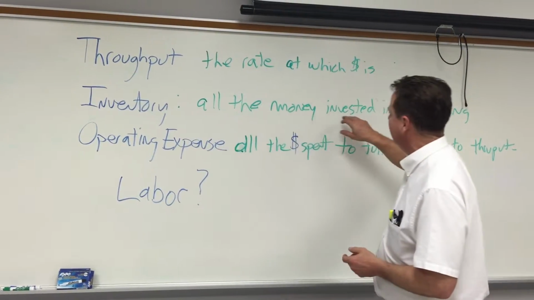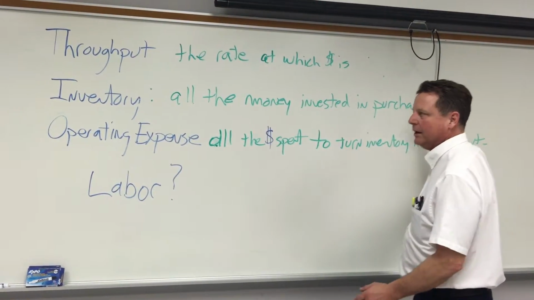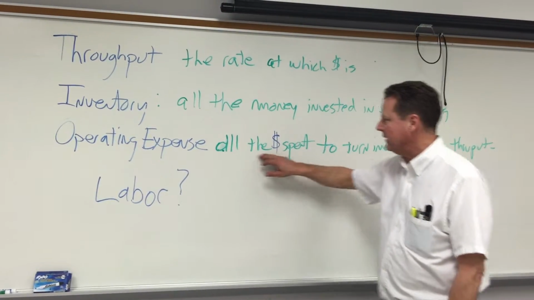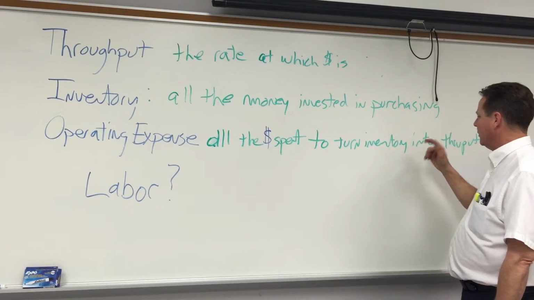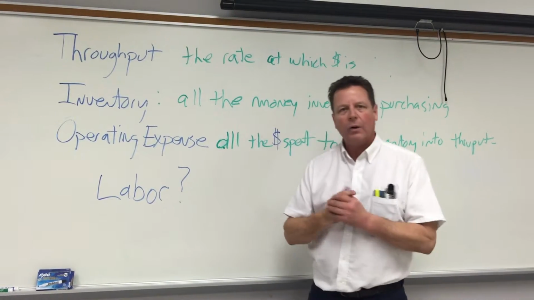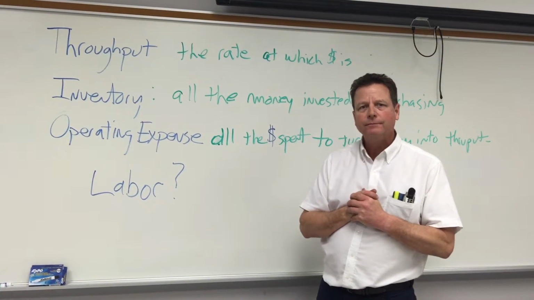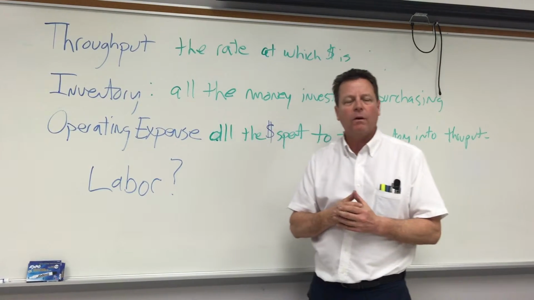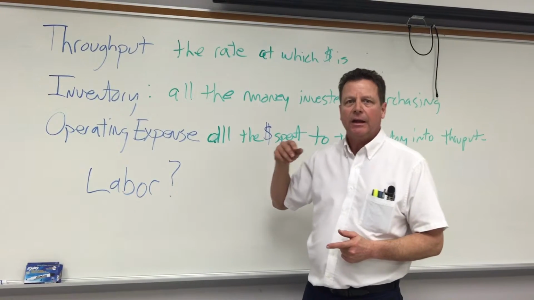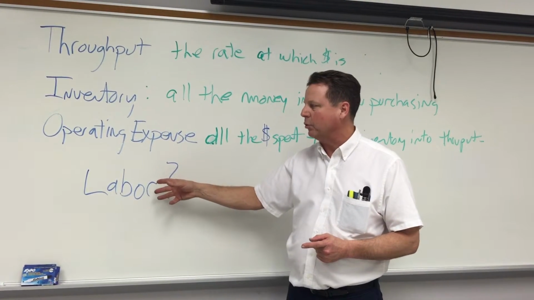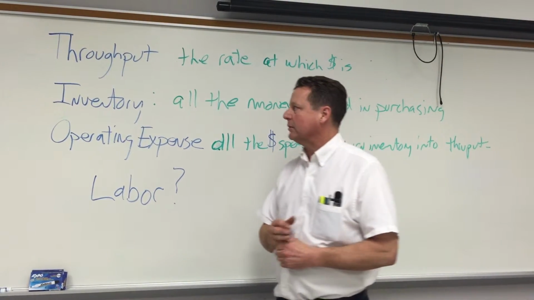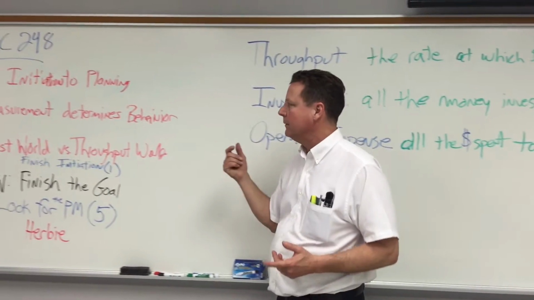Inventory is all of the money invested in purchasing the things we need to turn into a product. But operating expense is all the money spent to turn inventory into throughput. The question came up then, how do you account for labor? And Jonah explains later on that he wanted to define the terms this way because he wanted to distinguish between an expense and an investment. So those were the all-important measures.